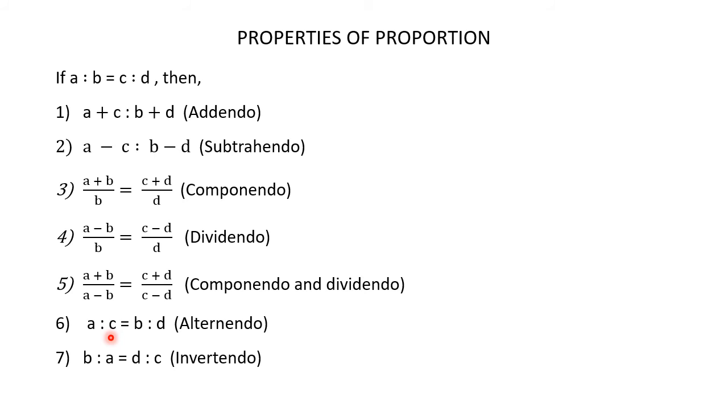a:c = b:d. This is alternando. b:a = d:c. This is invertendo.